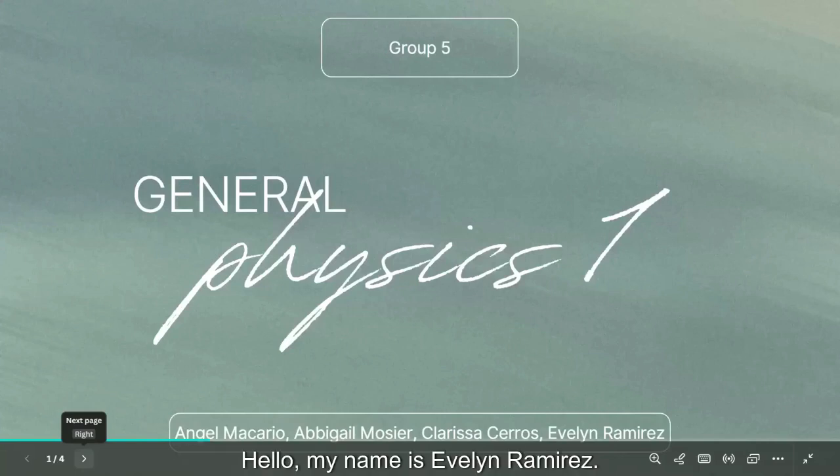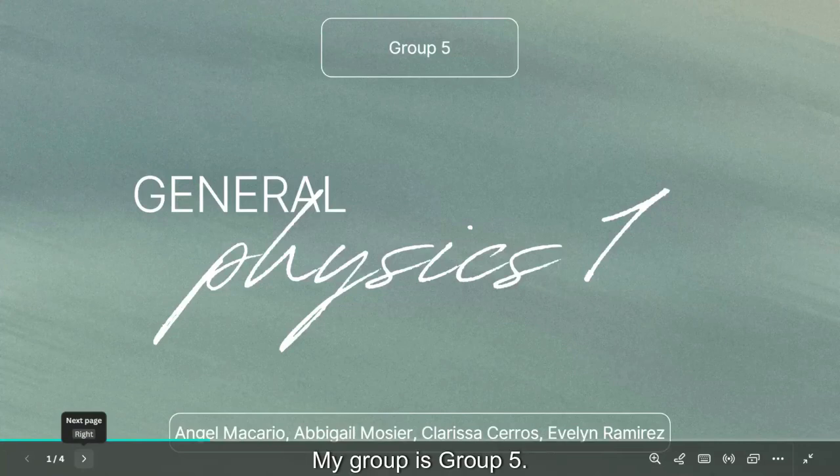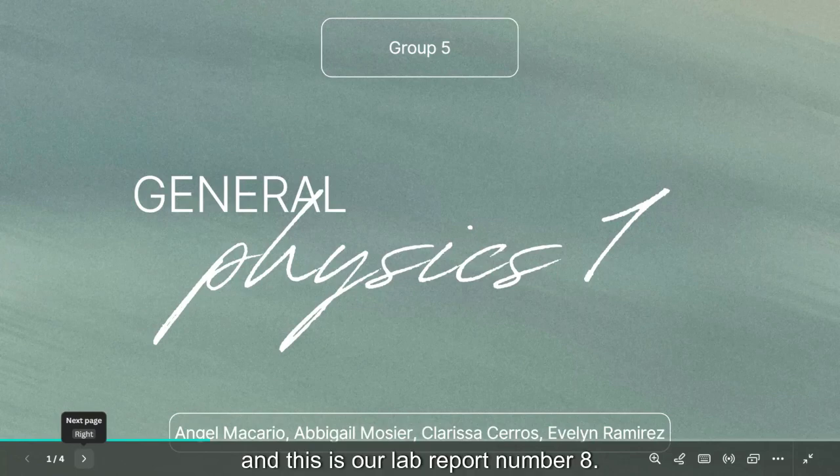Hello, my name is Evelyn Ramirez. I'm in General Physics 1. My group is Group 5. My teammates are Angel Macario, Abigail Macier, Clarissa Cerros, and this is our lab report number 8.